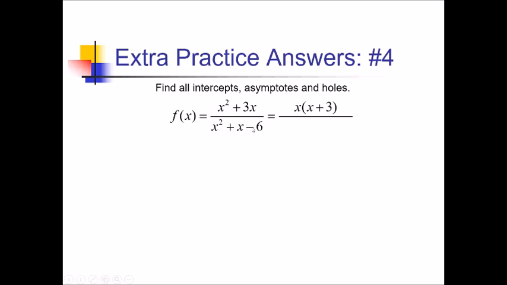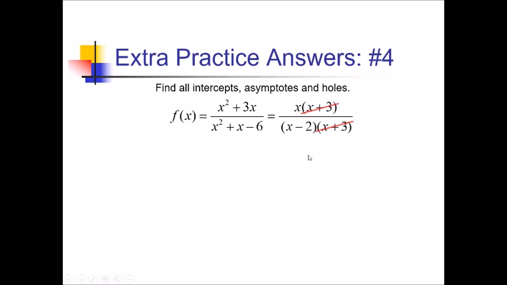In the denominator, I have factors of negative 6 that add up to the 1 in the middle here. That would be negative 2, positive 3. So x minus 2, x plus 3 would be what we're looking for. And we see that, lo and behold, the x plus 3s are going to cancel. So that leaves us with x over x minus 2.